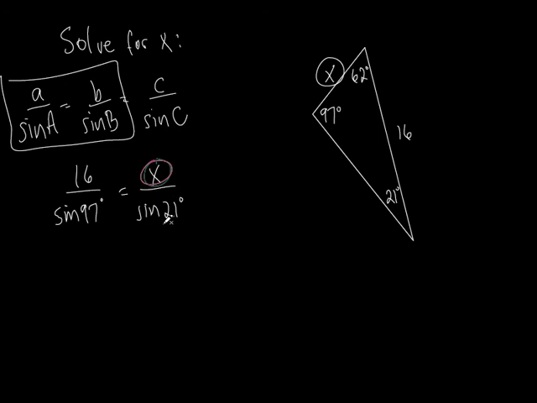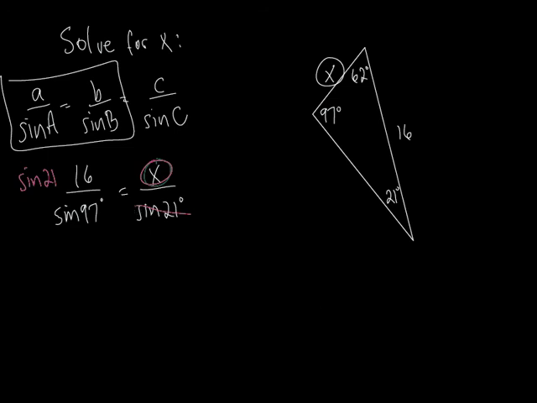The sine of 21 is just a number, isn't it? I'm not trying to get a variable by itself. I'm just trying to get rid of this number, so I multiply it by both sides. So I could put it right here, couldn't I? Everybody see that? Multiply this by the sine of 21, it cancels out. Multiply this side by the sine of 21.